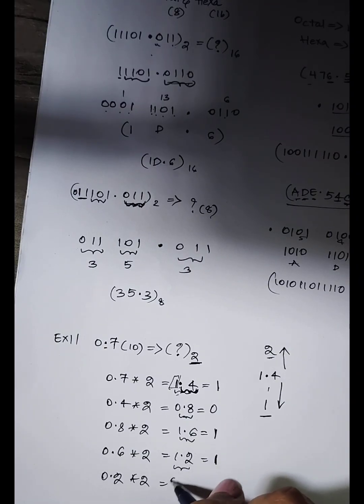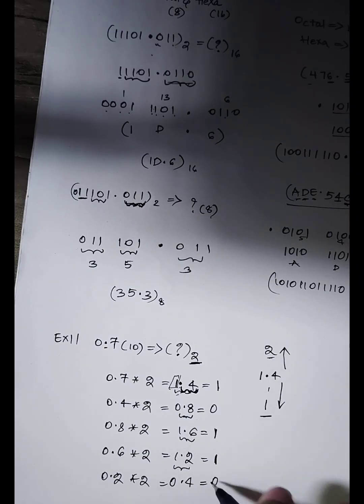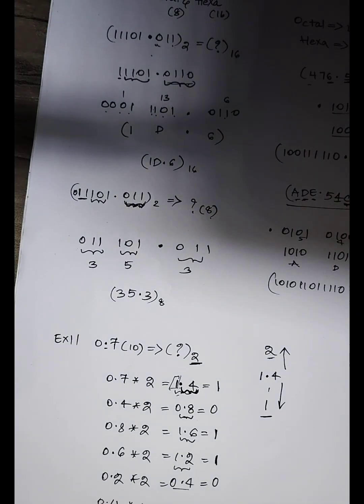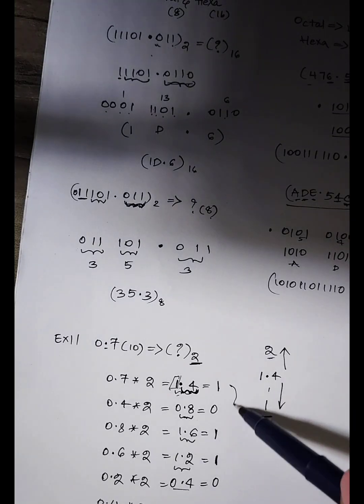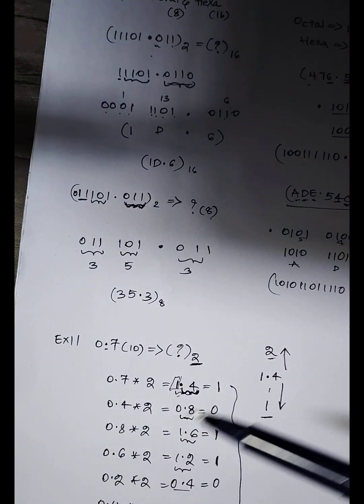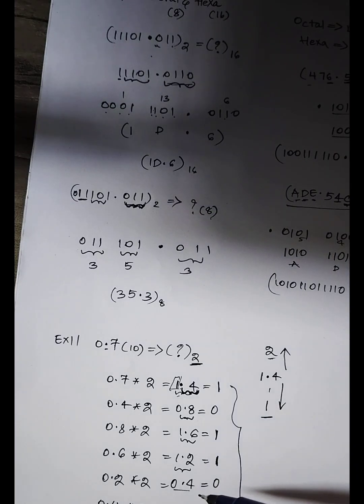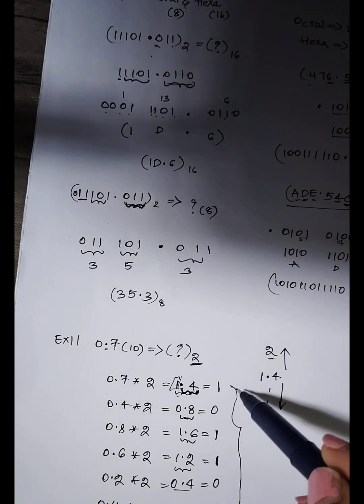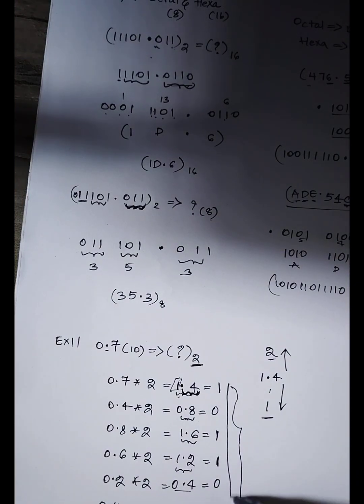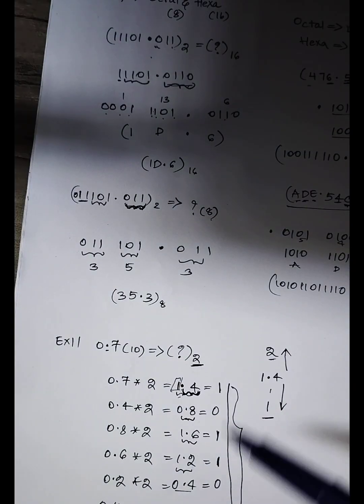0.2 into 2 is 0.4. The floor value will be 0. Again consider this 0.4 into 2, that is 0.8, again 0. We already took 6 values and we are not getting a whole number, so we will stop this process. And if you consider from top to bottom, this will be your binary value.